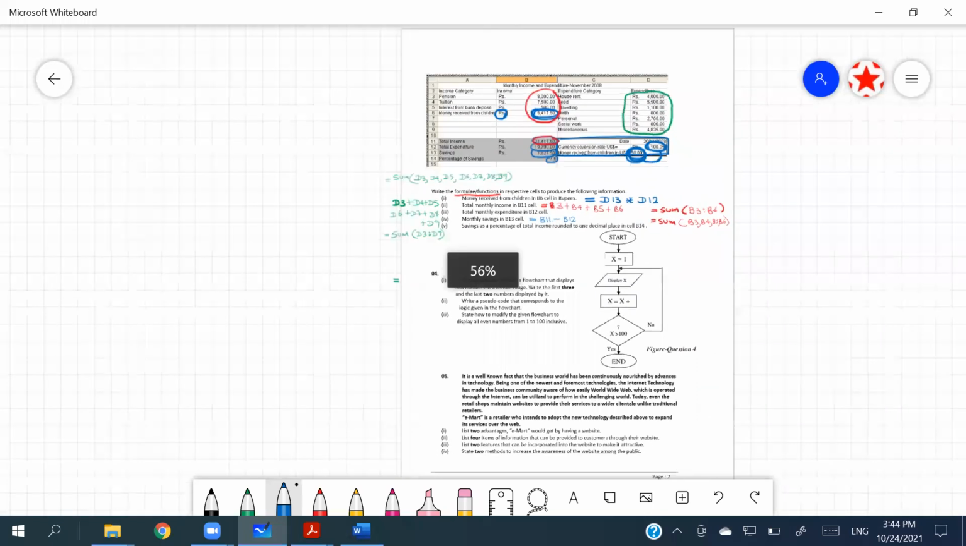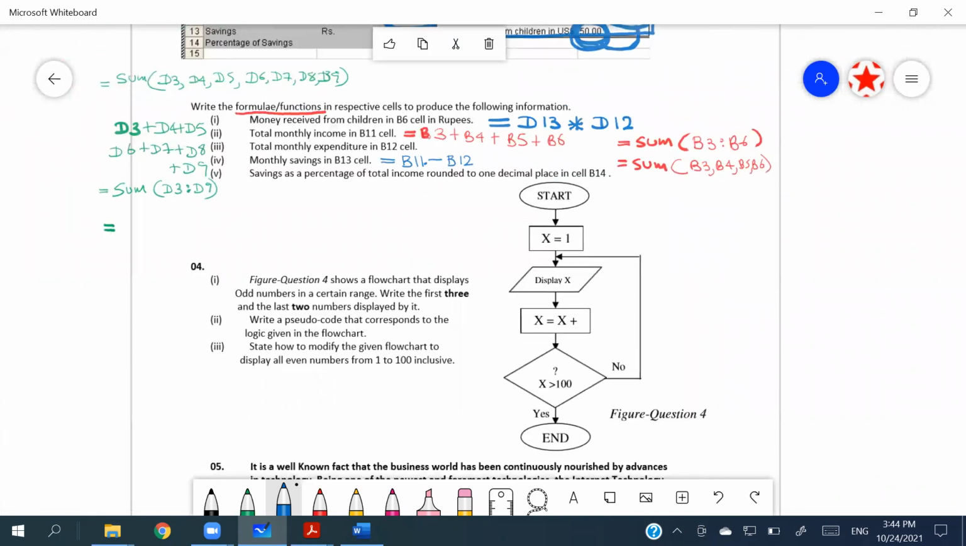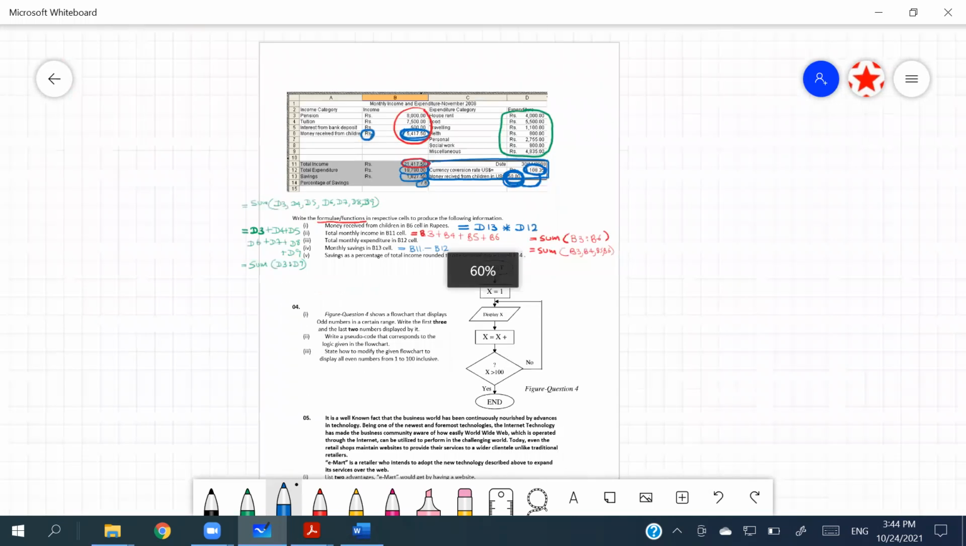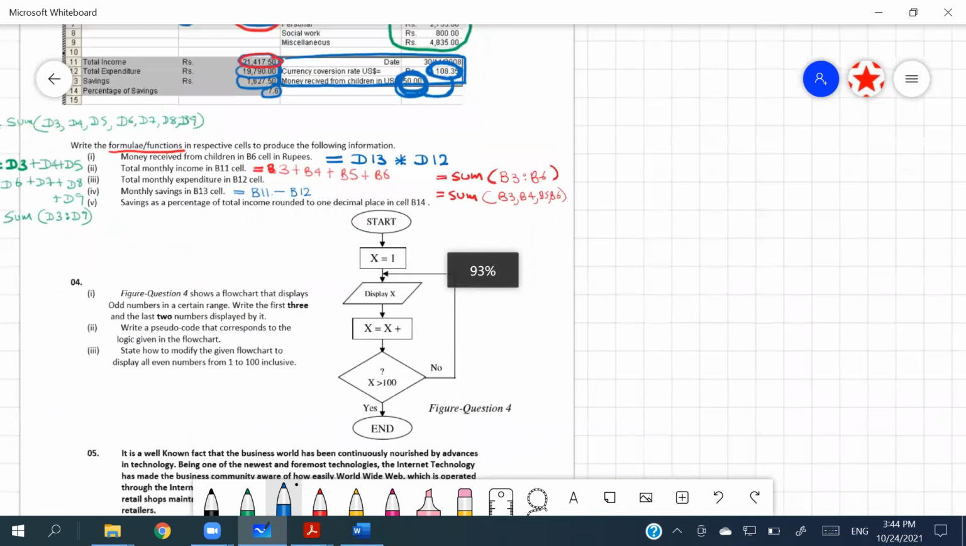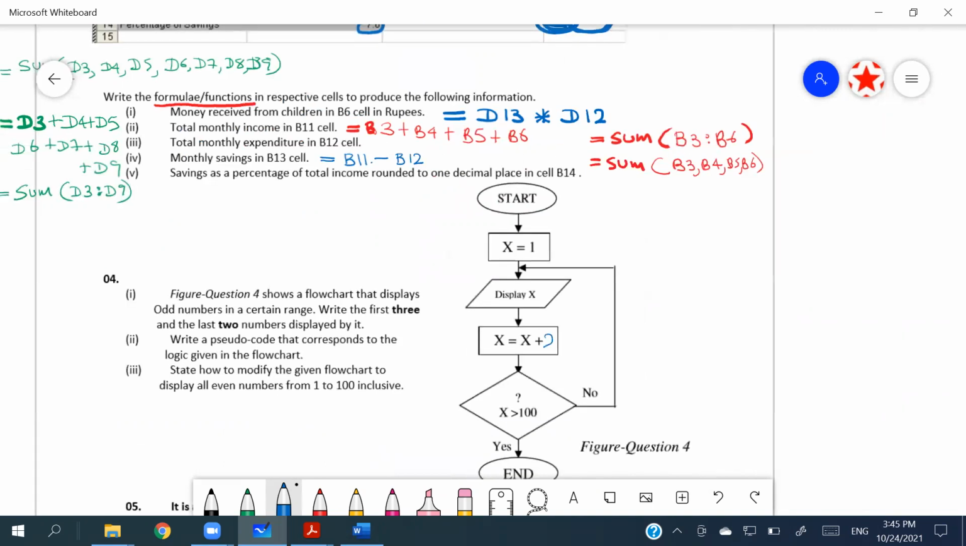Right. So in the flow chart, this process should indicate x equals x plus 2.